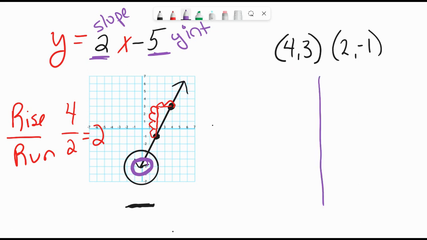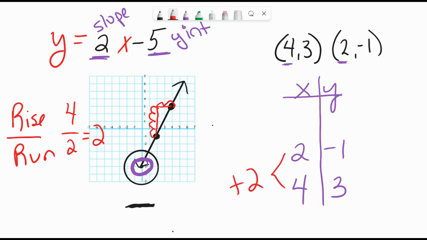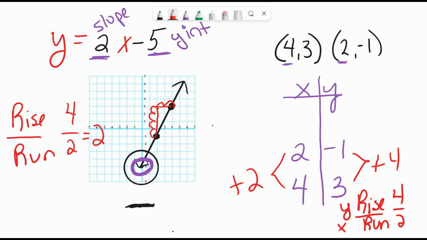So I'm going to show you in a table, and I like to always go by x. I'm going to do my x's from least to greatest, so it looks like this. And now let's see what's happening. My x's are increasing by 2, and my y's are increasing by 4. So if I do rise over run, I get 4 over 2. Remember, y's rise, and x's is our run. So it will be 4 over 2, which simplifies to 2. So again, my slope is 2.